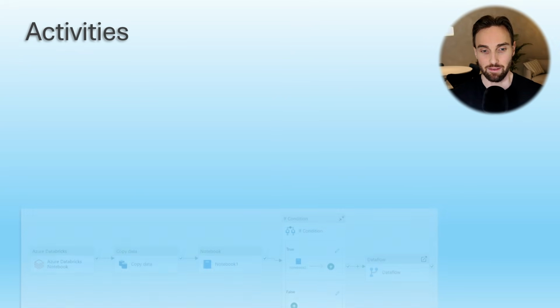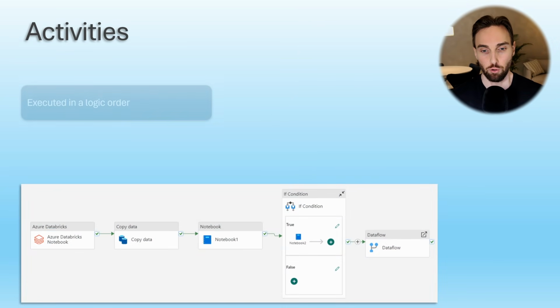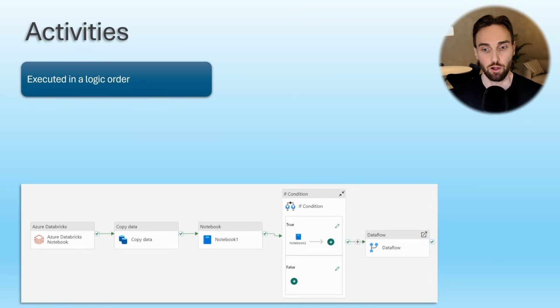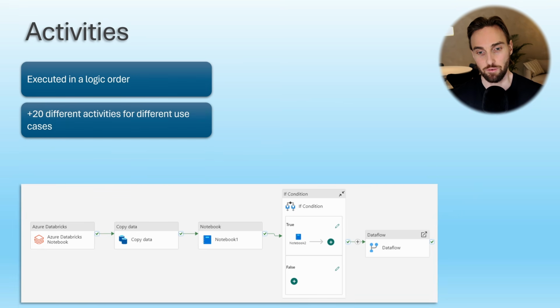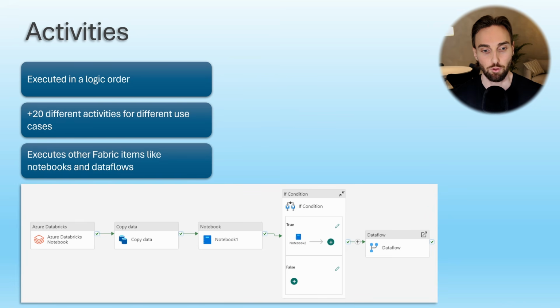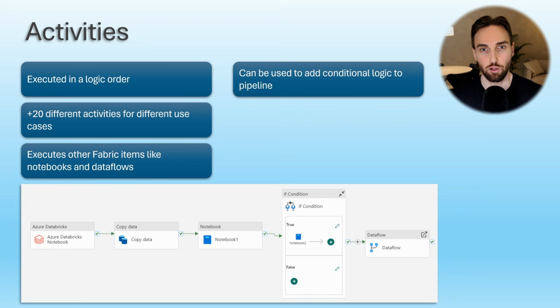Let's start with activities. Activities are the nodes in the pipeline that are executed in a logical and predefined order that is defined during the pipeline development process. In Microsoft Fabric pipelines, there are many different activities that serve different purposes and use cases in data engineering. For example, activities could be used to execute other tools in Microsoft Fabric like data flows and notebooks. Or activities could be used to add some conditional logic to the pipeline. For example, run a notebook only when set conditions are met.